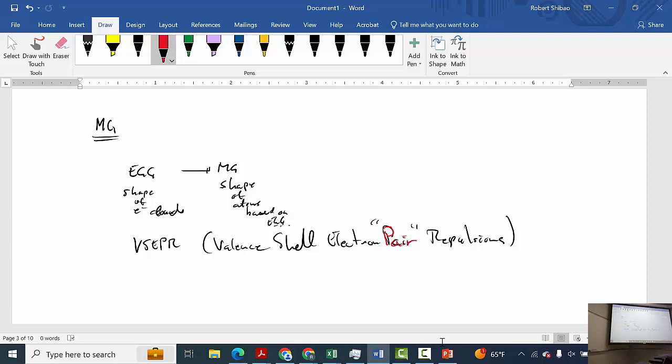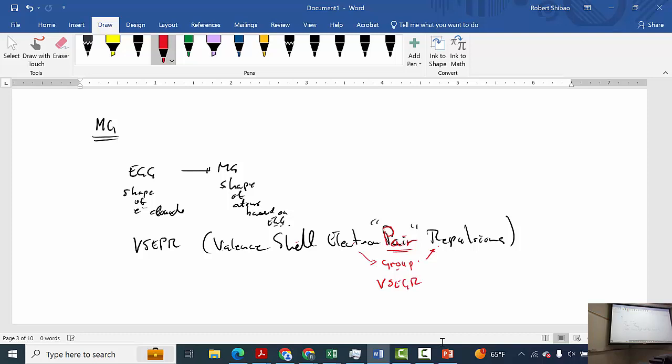It could be a single electron, it could be two pairs of electrons, like in a double bond, or it could be three pairs of electrons, like in a triple bond, but we don't separate them out. And so this is a misnomer. Really, I would like to change this to not VSEPR, but VSEGR. GR for groups. So valence shell electron group repulsion. That's my preference.